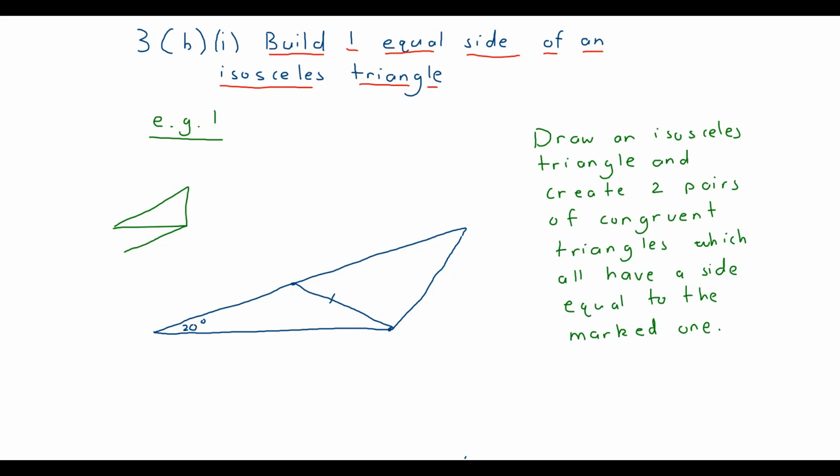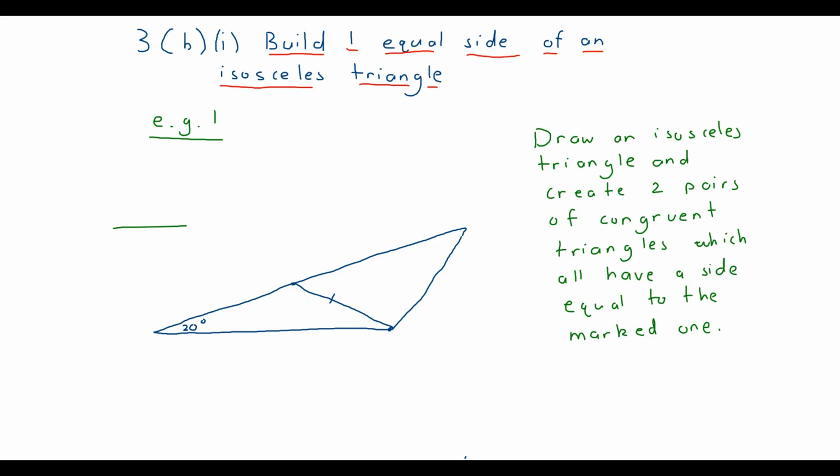So the goal is now to see if you can pick a side to build an isosceles triangle from, where you're going to try to create two pairs of congruent triangles which all have a side equal to the marked side. So we're going to try and just build an isosceles triangle and wind up with two pairs, four congruent triangles that all have some side equal to this side here. So please pause the video and do really have a go at it, okay?